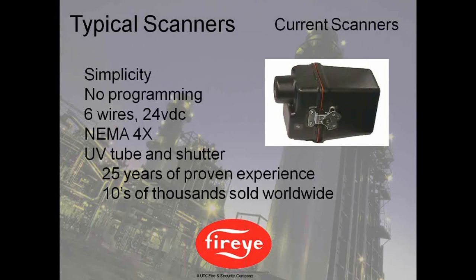The first scanner in Fireye's current generation is the Simplicity. That is a tube type still with a photo-optic shutter. It doesn't require any programming. It's been around for a long time, and there's lots of them out there. Gives you a 4 to 20 output, as well as the contact closures.